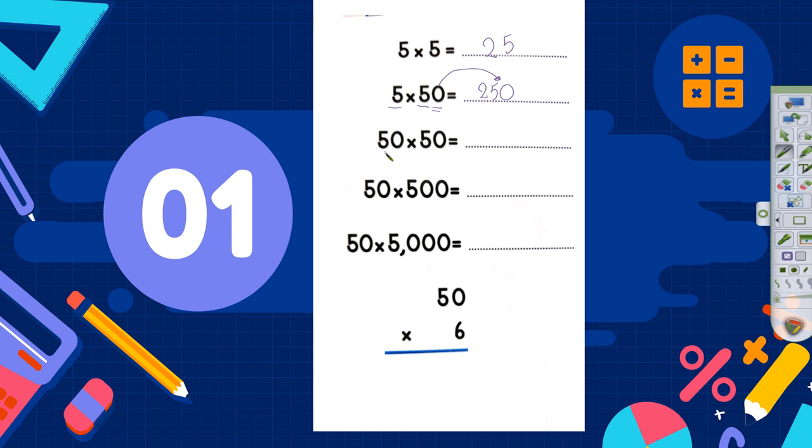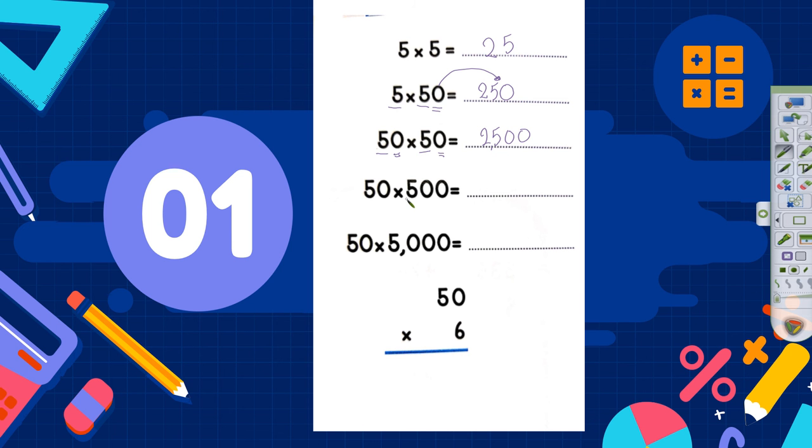What if you have to multiply 50 times 50? You will multiply the numbers without zeros using the basic fact. 5 times 5 equals 25. Now you count the number of zeros. You have one zero here and one zero here. Two zeros, we add them to the answer. So 2,500, this is the answer.